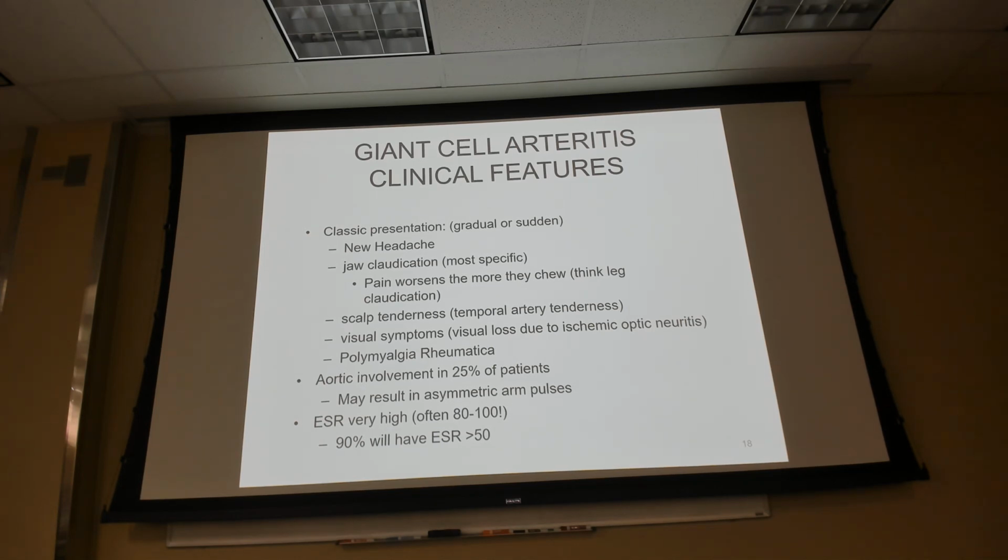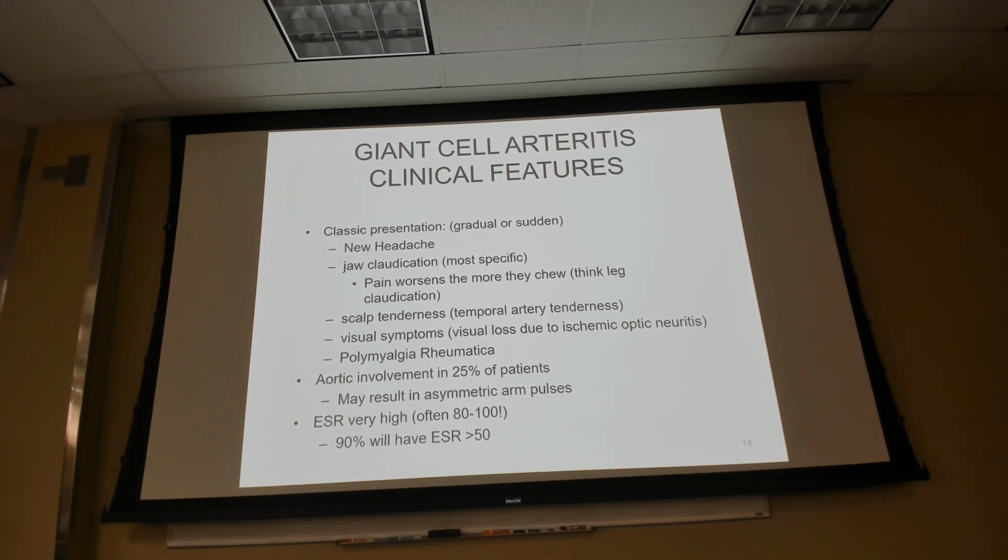What the patient is going to come see you for is a new headache. They're having some claudication. We all know that that is of the jaw, and it is worsening when they are chewing. Scalp tenderness of the temporal artery. Visual symptoms, okay, so we're having some ischemia of the optic nerve, so that could cause that. And the polymyalgia rheumatica, PMR.